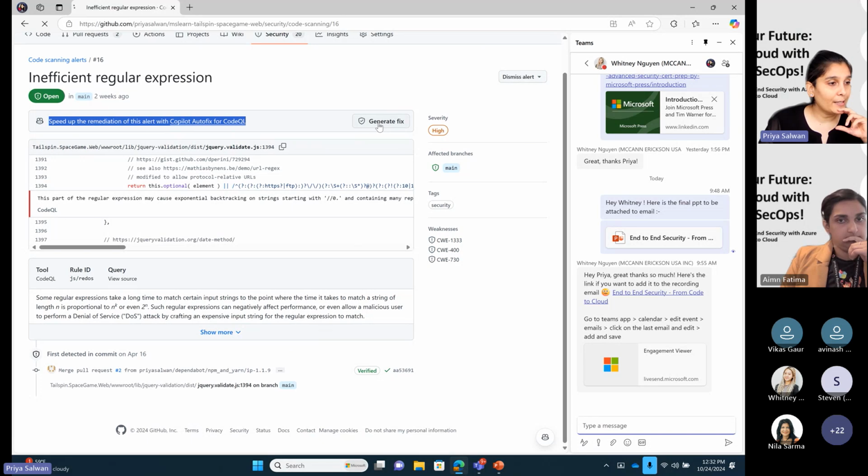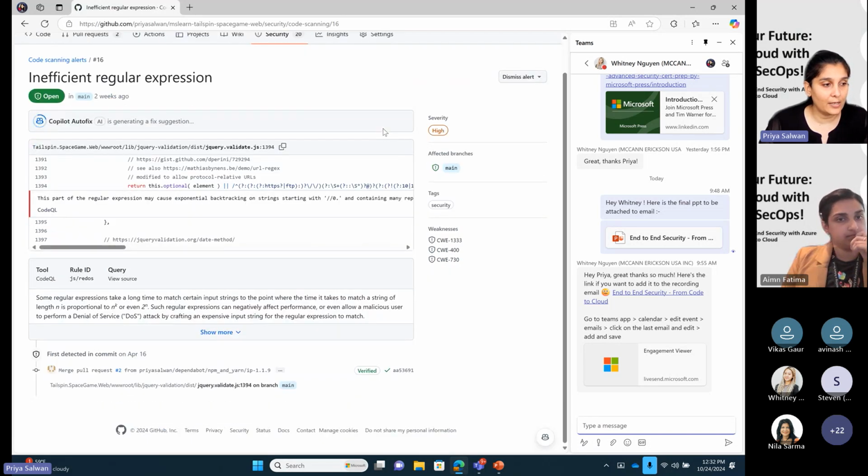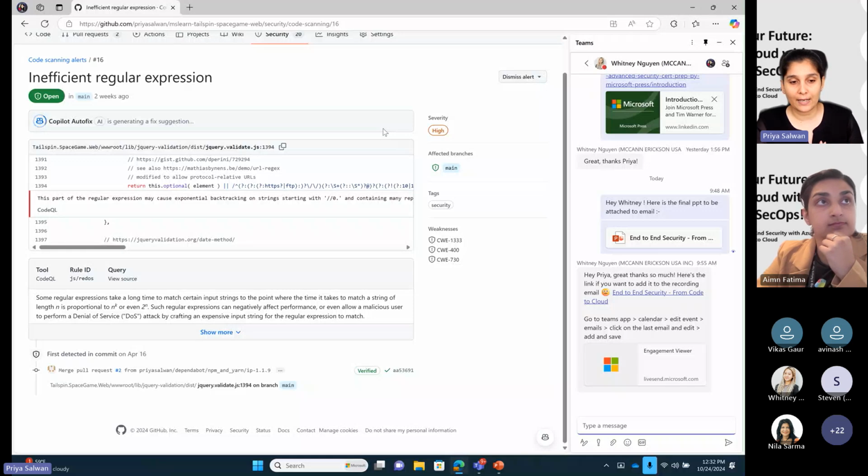So if I go ahead and click on generate fix, it is going to generate the fix in here based off the alert, based off the code base. And once it is done generating the fix, it will ask me if I want to commit this particular change. And if I commit this change, this code scanning alert will be resolved.